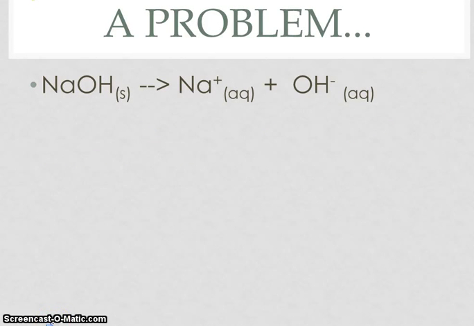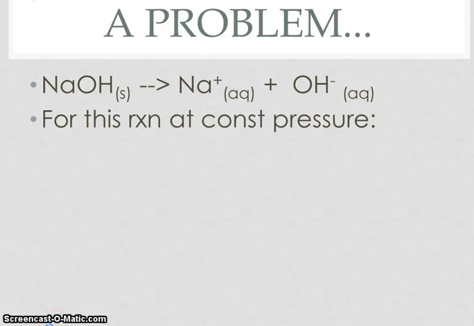Now we're going to look at a problem that deals with making solutions. We're going to take solid sodium hydroxide, dissolve it in water, and since it's an electrolyte, it's going to break up into sodium ions and hydroxide ions. And we're told that during this particular process, our delta H for our reaction is negative 43 kilojoules per mole. Now, the negative sign means that the sodium hydroxide is going to lose energy as it dissolves. That makes it an exothermic process.